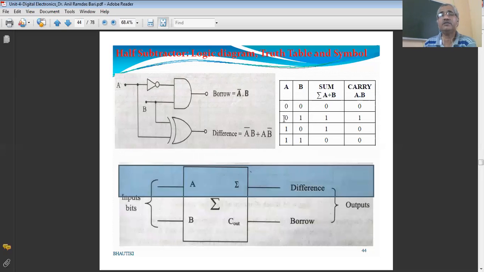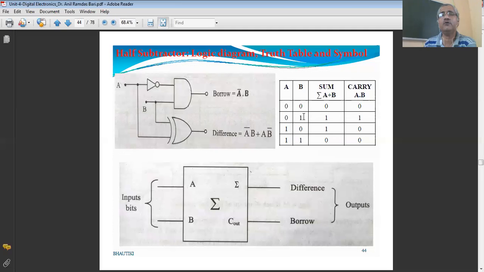Now check the second condition. A is equal to 0, B is equal to 1. That is 0 minus 1. So apply this as the input. A is 0, B is 1. So both the inputs to this exclusive OR gate are different. So it will produce a difference of 1. So the output of this exclusive OR gate is 1. That means the difference is equal to 1.